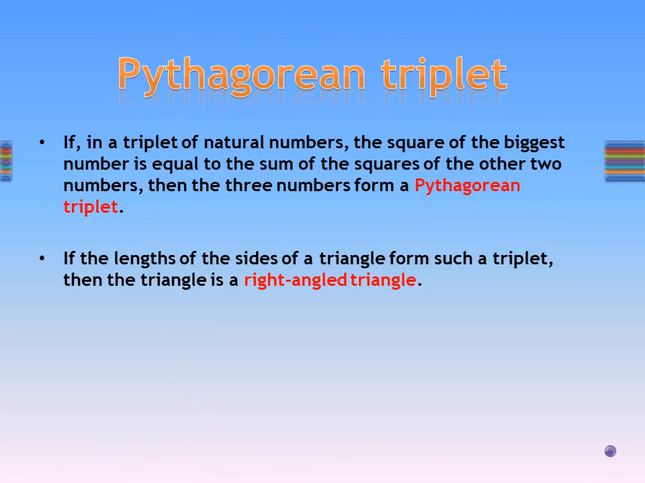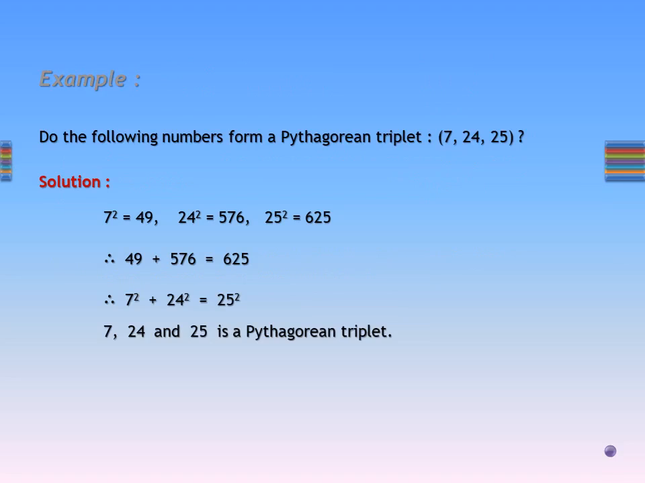Pythagorean triplet. If in a triplet of natural numbers, the square of the biggest number is equal to the sum of the squares of the other two numbers, then the three numbers form a Pythagorean triplet. If the lengths of the sides of a triangle form such a triplet, then the triangle is a right-angled triangle. Now let us solve an example based on Pythagorean triplet.